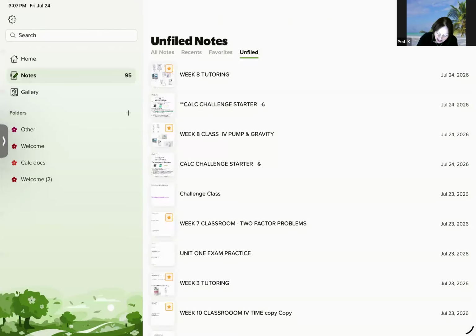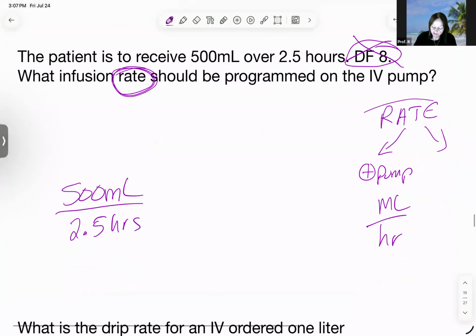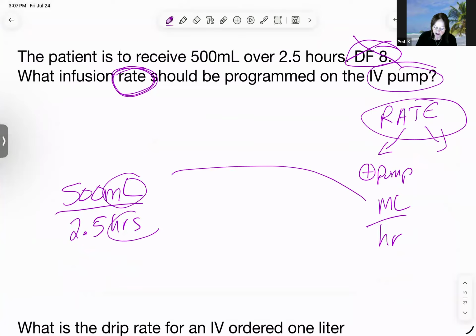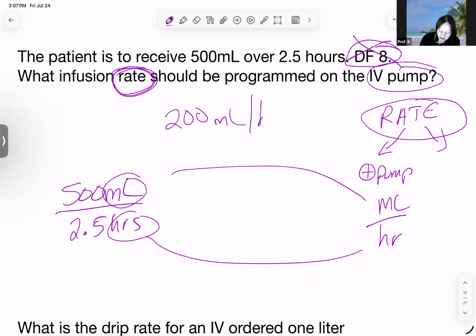So if you know you're looking for the rate, and it's using a pump, you already know what you're solving for. I'm going to show you the example. It'll make sense. Now I have milliliters and I have hour, so now it's just math. What is my infusion rate on this question? 200 milliliters per hour. I'm going to punch into the computer 200 and hit enter, and it's going to deliver 200 milliliters per hour. That's how you solve for these questions.